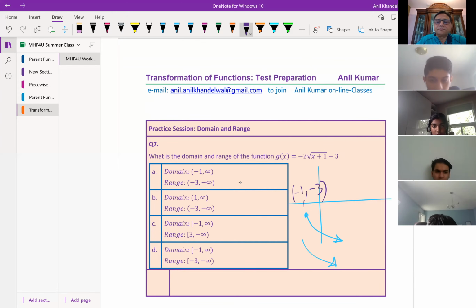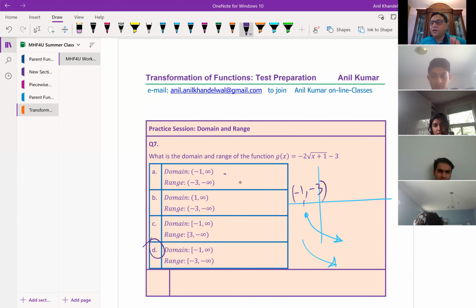Now, from the choices given, which is the right choice? Minus 1 to infinity, and I think D is the right answer, sir. Perfect. Square bracket means included, and the round bracket means not included.